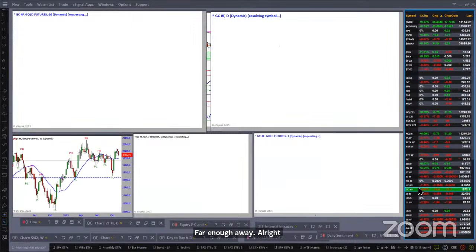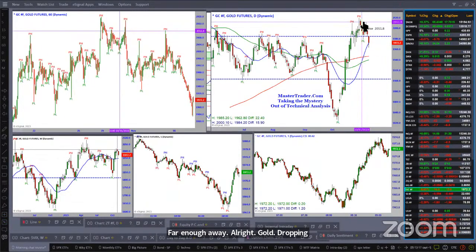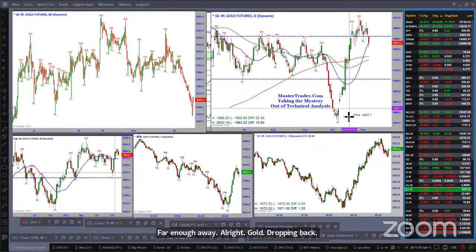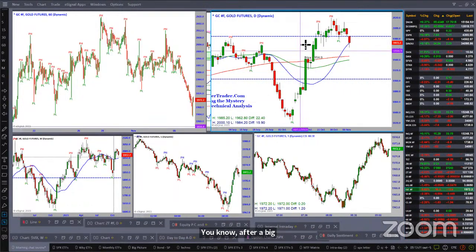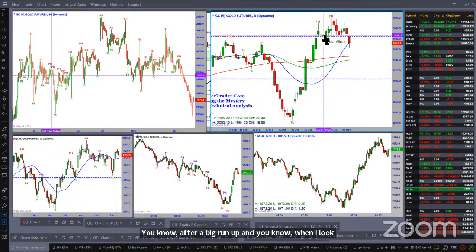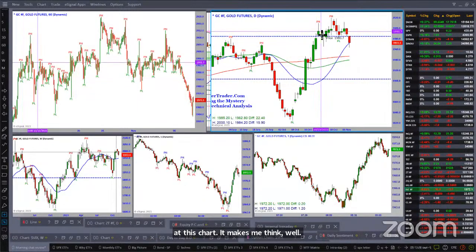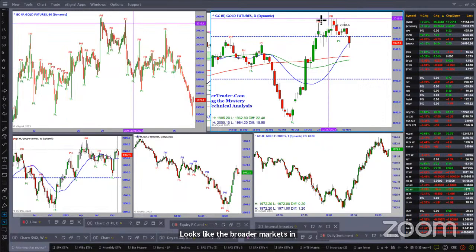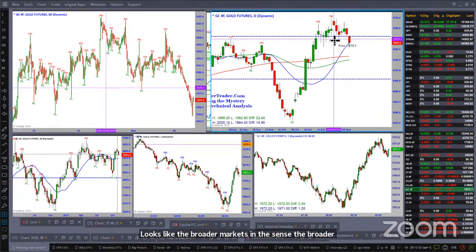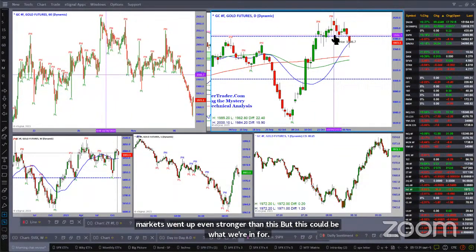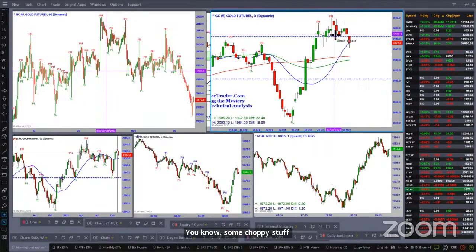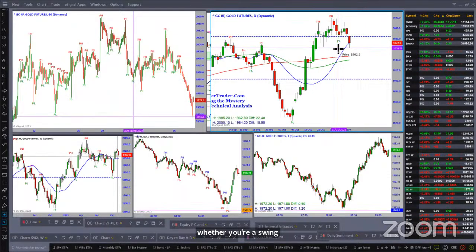Gold dropping back after a big run up. When I look at this chart, it looks like the broader markets went up even stronger than this. But this could be what we're in for, meaning some choppy stuff, and something to look for whether you're a swing trader or a day trader.